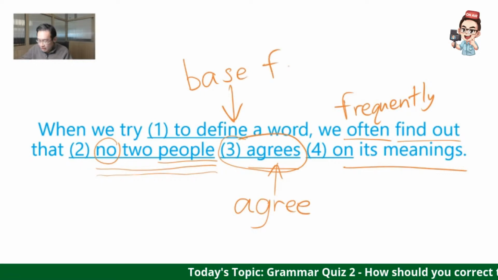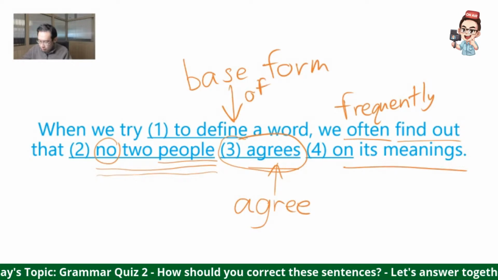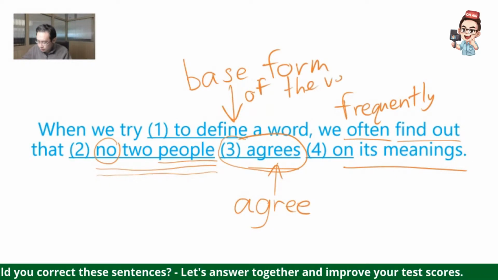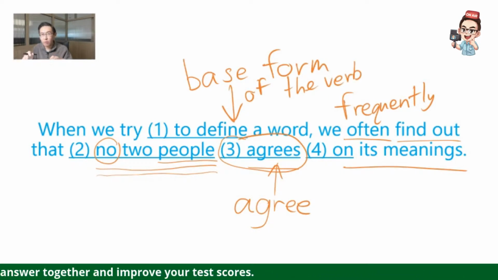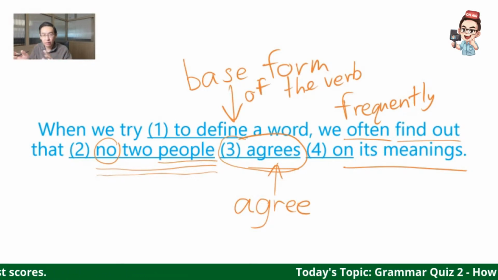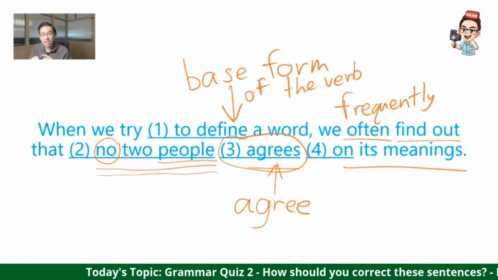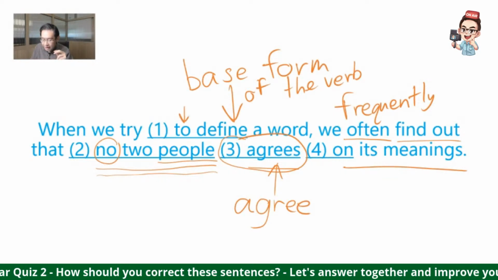Okay, base form. Does anyone know what a base form is? Of the verb. The base form of the verb is like the most minimal form. You don't add S, you don't add ing, ed, or change the form, okay? It's like the form that you see in the dictionary, that's the base form. So normally after the word to, we add the base form of the verb.